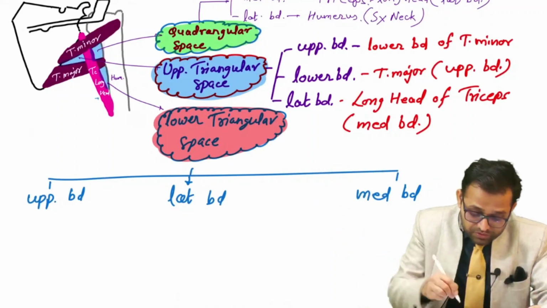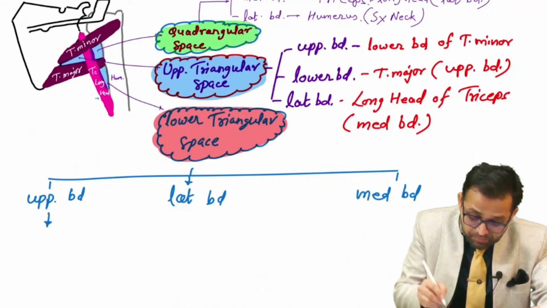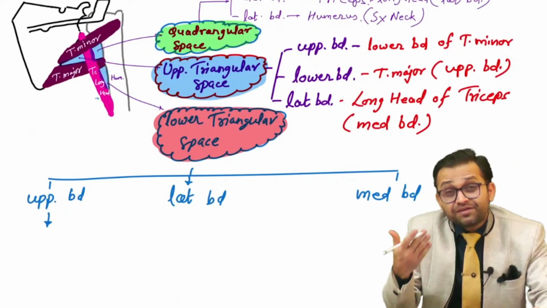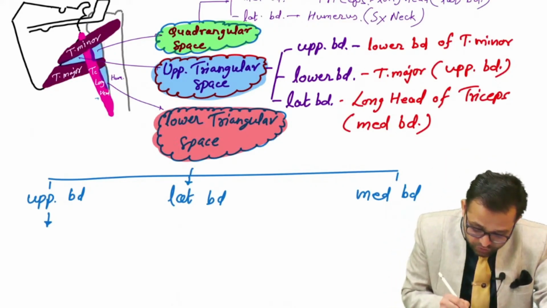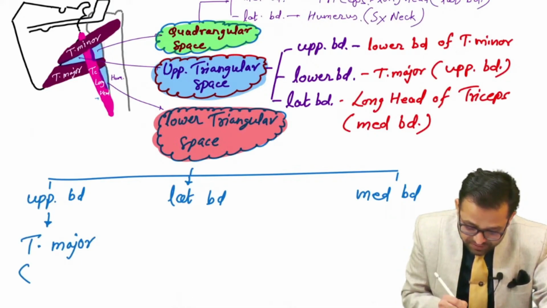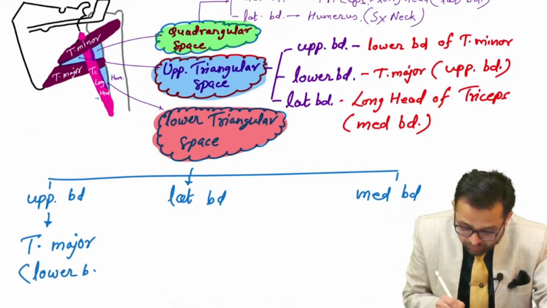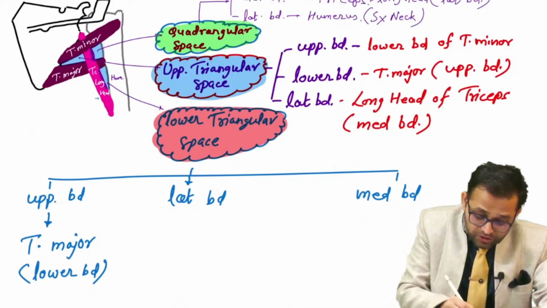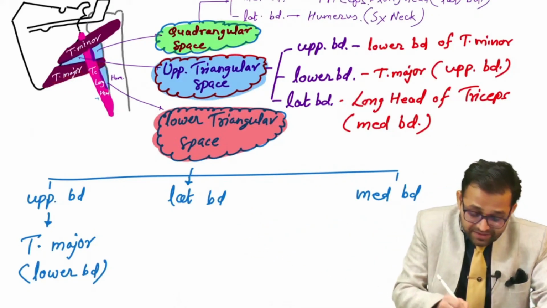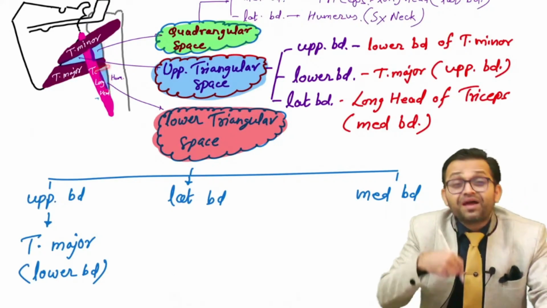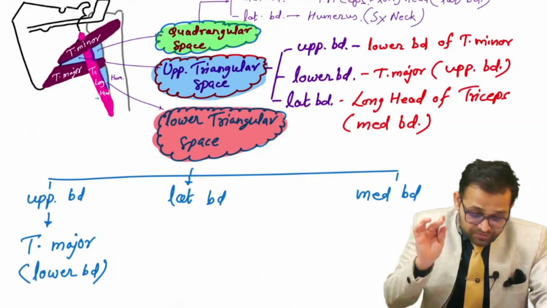Okay, now the upper border. Sir, the upper border is created by the teres major muscle. Which part? The lower border of the teres major. So you have to remember the teres major. This is our lower border. Which border of the teres major is making the lower triangular space? The upper border. Is everyone understanding, beta?